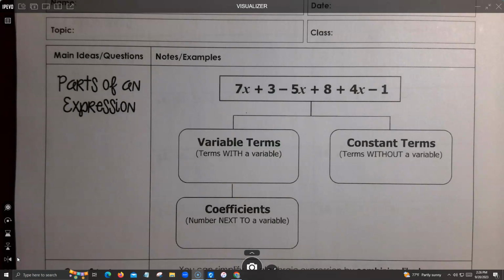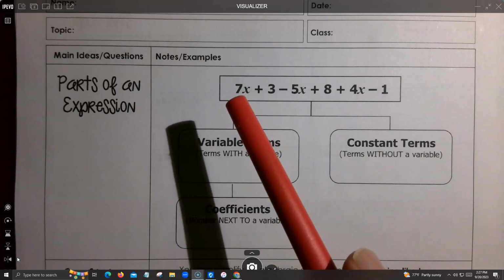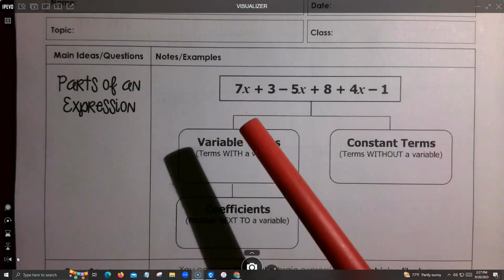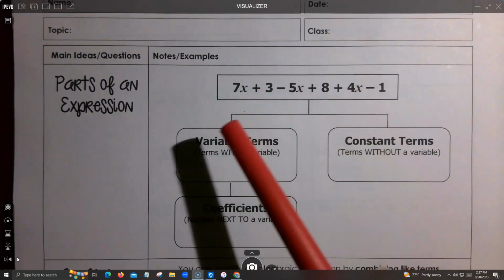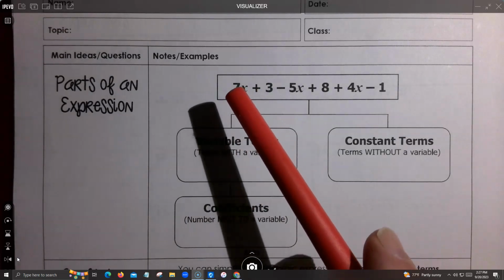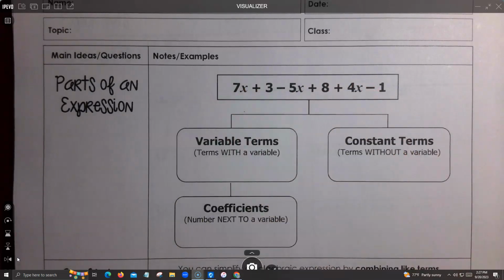Sometimes we need to clean things up first before evaluating. It makes it a lot easier. For instance, if I gave you this on the last lesson, you would have had to plug in the value for x here and here and here, and then do your multiplications, and then add and subtract all the way across. Using the order of operations would have taken much longer. So we're going to clean this up a little bit, and that's what we're going to work on today: how to combine like terms.